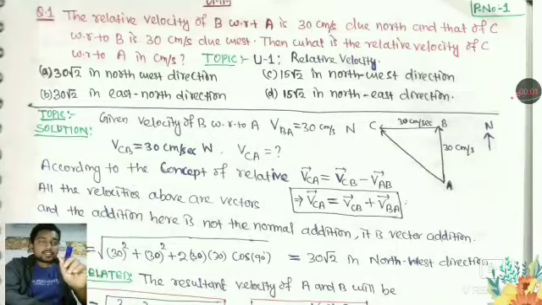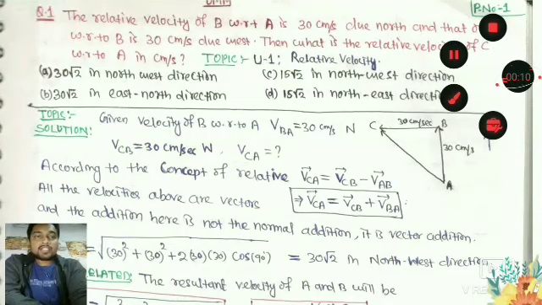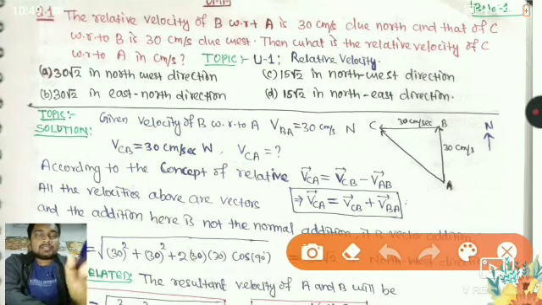Here is the first question of this series. It is from Unit 1, relative velocity. Given the relative velocity of B with respect to A is 30 centimeter per second due to north, and that of C with respect to B is 30 centimeter per second due to west. We can represent this by a vector diagram, as we know velocity is a vector which can't be added algebraically. It can be added only by the triangle law of vector addition or parallelogram law of vector addition.